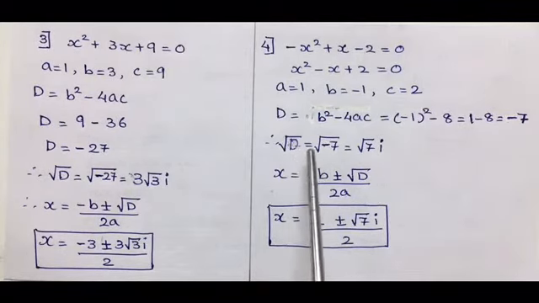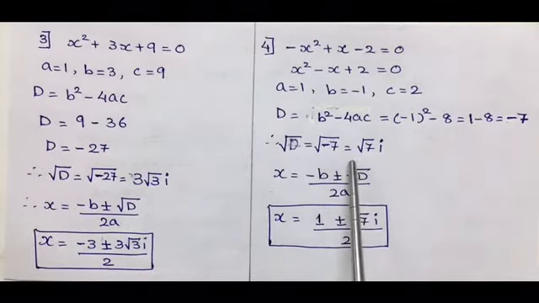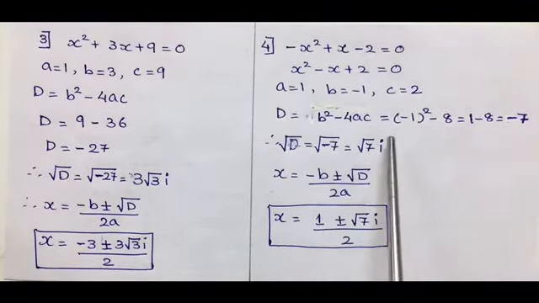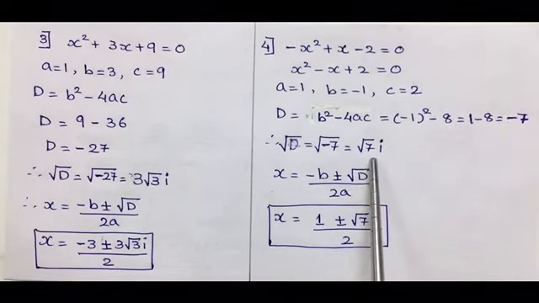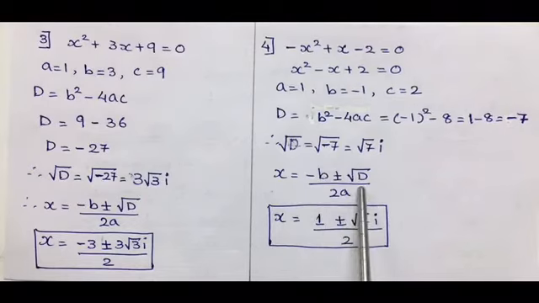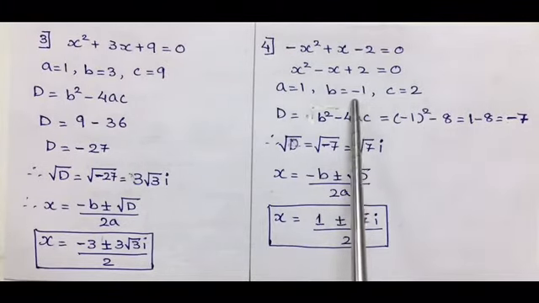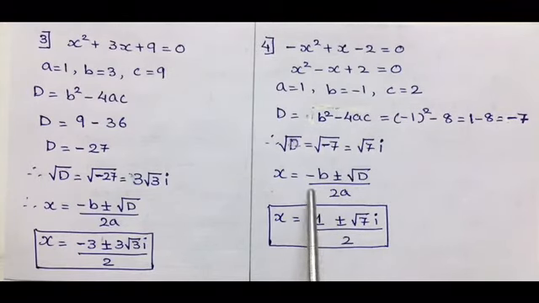Now we need root d in the formula, so root d value will become root of minus 7 and that becomes root of 7i. So negative inside the root we consider as i and root 7 remains as it is. Substituting all the values in this formula, we get x is equal to 1 plus or minus root of 7i divided by 2. Here b is having negative sign, already b is having minus 1, so minus and minus makes it plus. So this is how question number 4 is solved.